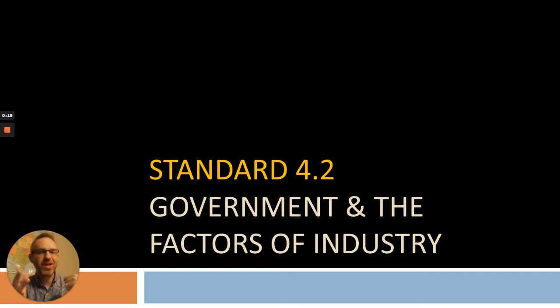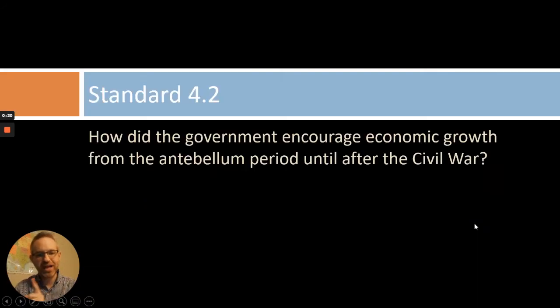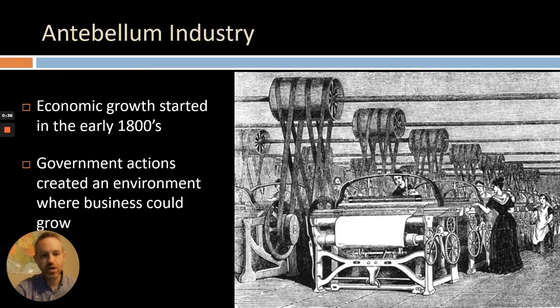Today we're going to talk about the government and how the government in the 1800s impacted the factors of industry, or the factors of production, okay? That's what we're talking about. Let's dive in and do it. Specifically, we'll look at how the government did that both in the antebellum period and then after the Civil War.